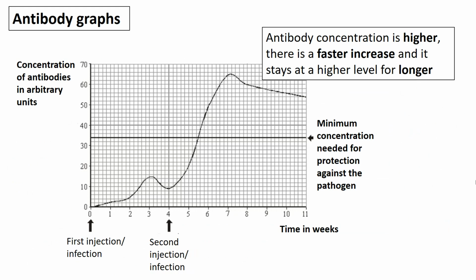So those three things about your antibody concentration after a second injection or an infection following a vaccine is that the antibody concentration is higher, it's a faster increase, and it stays at a higher level for longer.